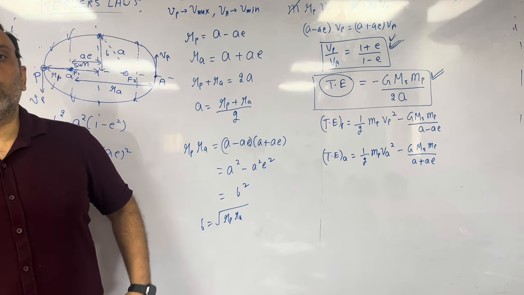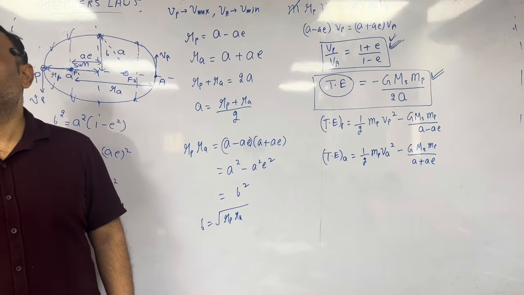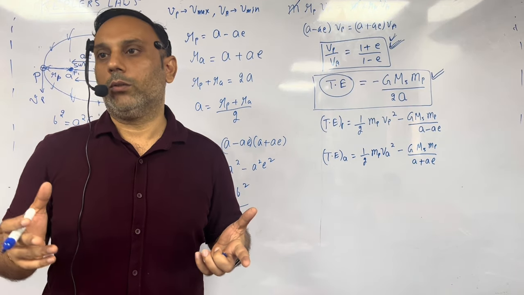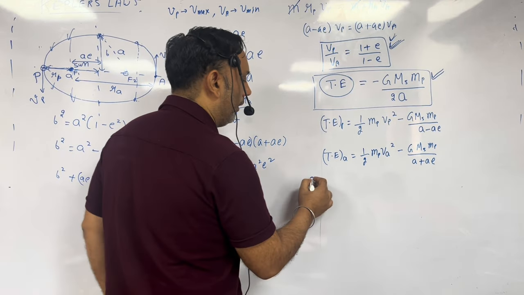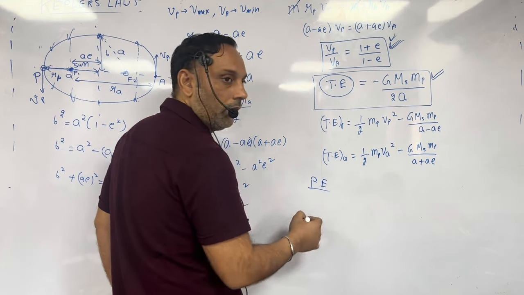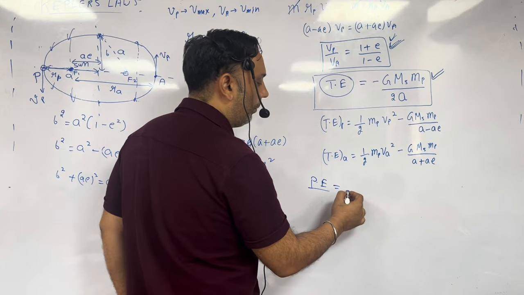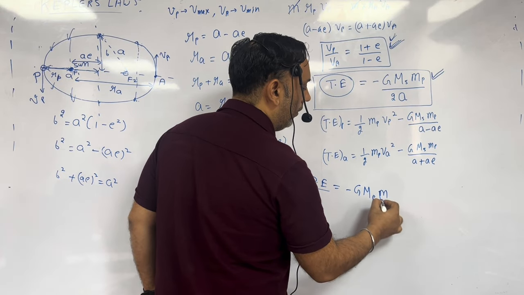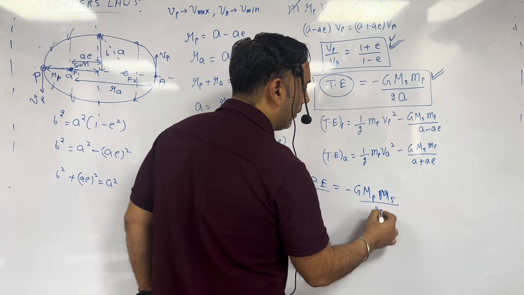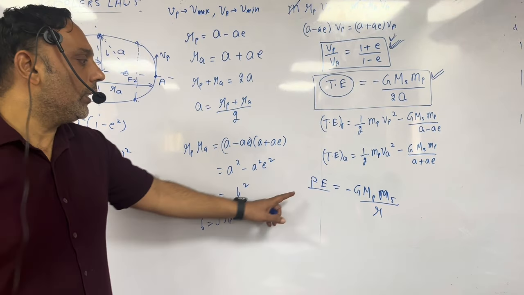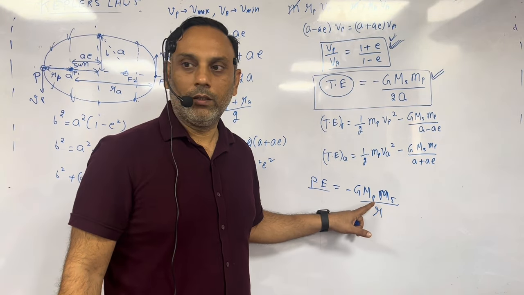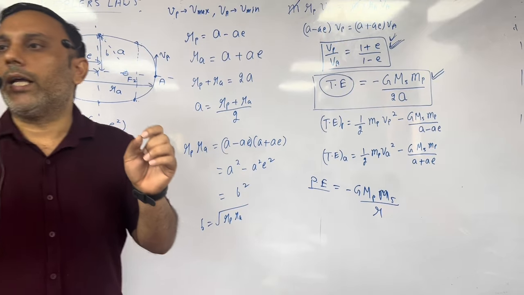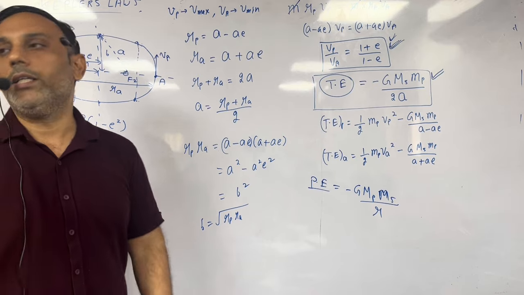So since you can get the total energy very easily, it means potential energy is a property of the system and the location also, right? So potential energy at any distance R is minus G mass of planet, mass of sun divided by R. Means at any distance R, potential energy is this expression, total energy is this expression. It means kinetic energy at any location you can also find very easily.